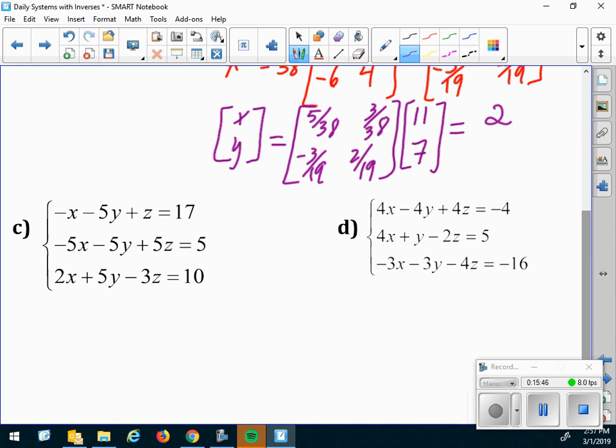Row 2, column 1: negative 33 over 19 plus 14 over 19, which is what? Negative 19 over 19. So your answer is?